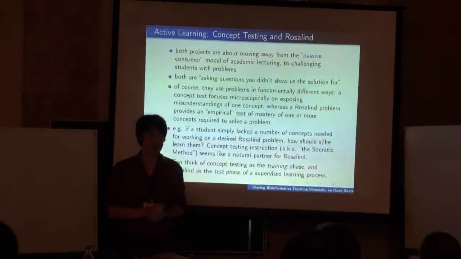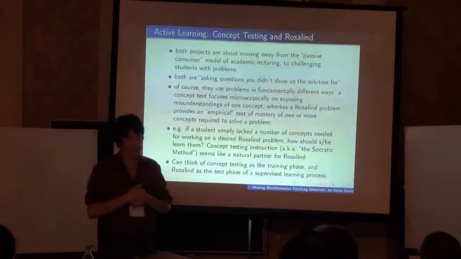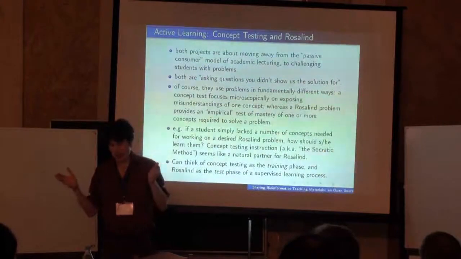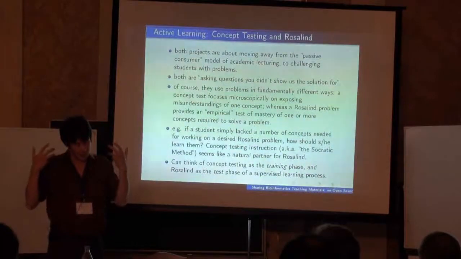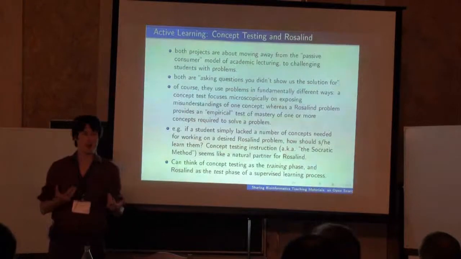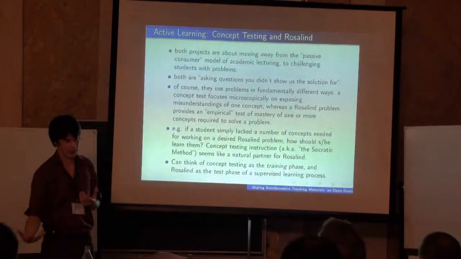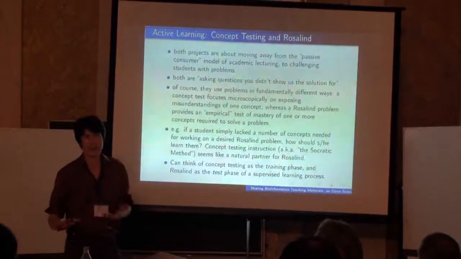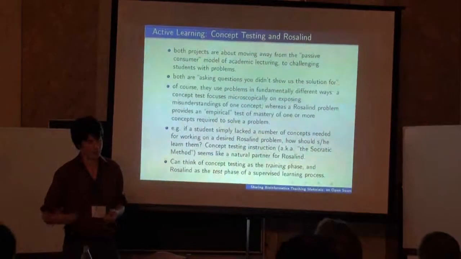Both of these methodologies are about moving away from what you might call a passive consumer model of teaching to challenging students with problems. And I think they complement each other. That is to say that you could say that a process like Rosalind essentially forces students to try to master a particular concept, and the readout that you get and can automatically score in Rosalind is whether they've empirically demonstrated mastery of the concept that's required for that problem.